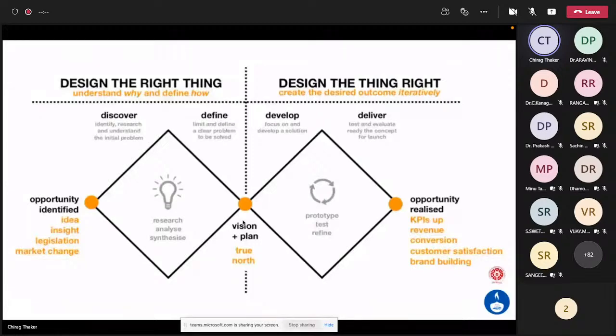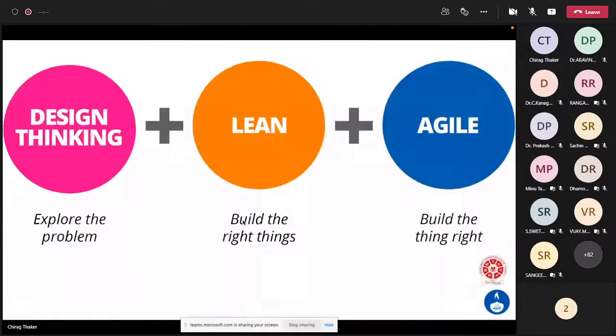So create the desired outcome iteratively. You will aim for that desired outcome, and till you achieve that outcome, till you achieve that performance, till you achieve the satisfaction of those parameters, you are going to repeat the loop. You are going to do it iteratively. So the first is design the right thing, design the thing right. So it's all about design thinking, learn and agile, explore the problem, build the right thing, build the thing right.